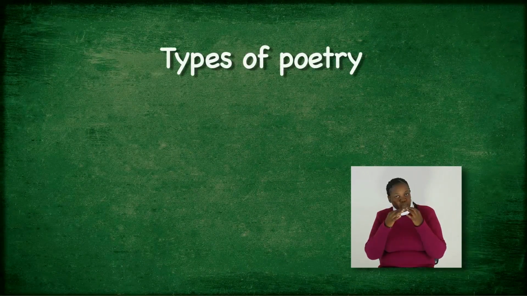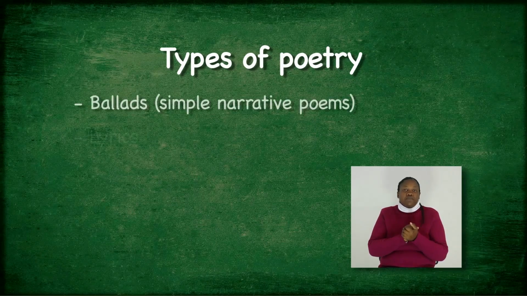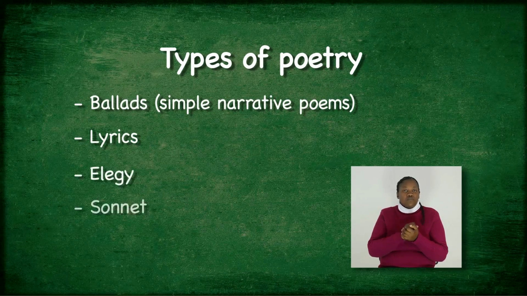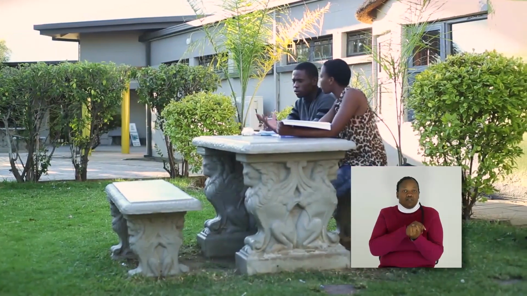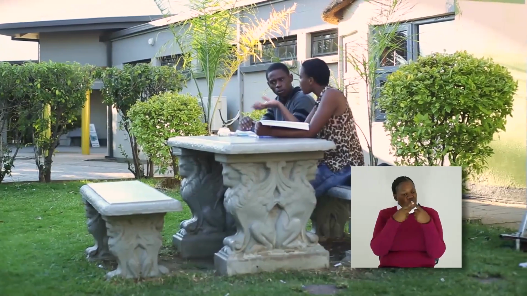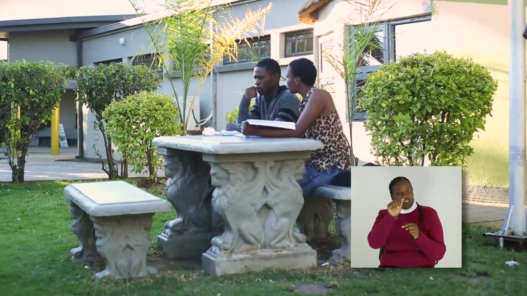Right. I'll explain. The types of poetry and verses we get, ballads, lyrics, elegy, sonnets, and dramatic poems, each of them brings a different mood to a poem. Like ballads are simple narrative poems, usually verses with 4 lines. So a ballad simply tells a story with 4 lines. Do they rhyme? It often does, but not necessarily.